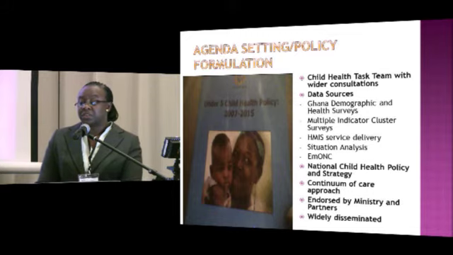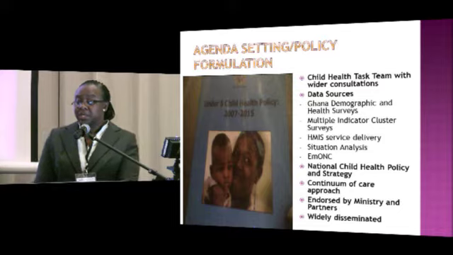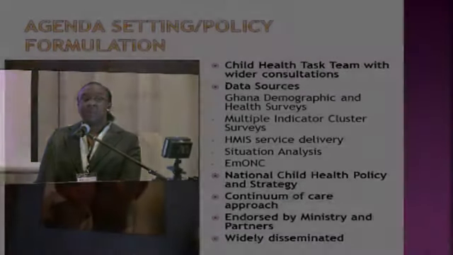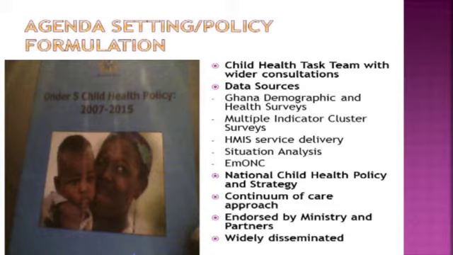We looked at various sources of data, apart from the household demographic data that we had. We also looked at our own service delivery data. And we conducted a situation analysis of child health in the country, where we went across the country talking to key informants, looking at research available, and also looking at the various data sources. And then we also had an EmONC survey. And all these gave us the background data to direct the policy formulation.